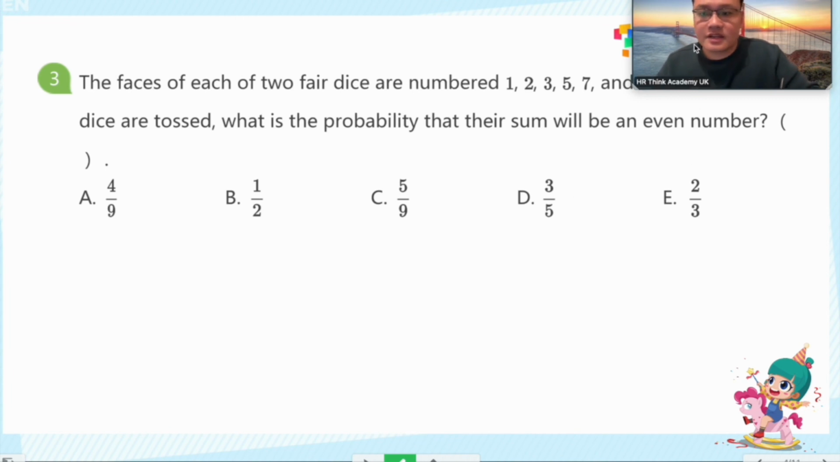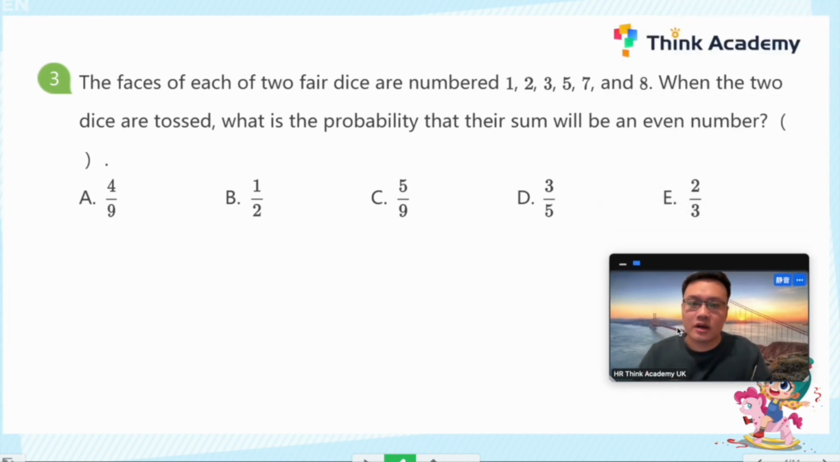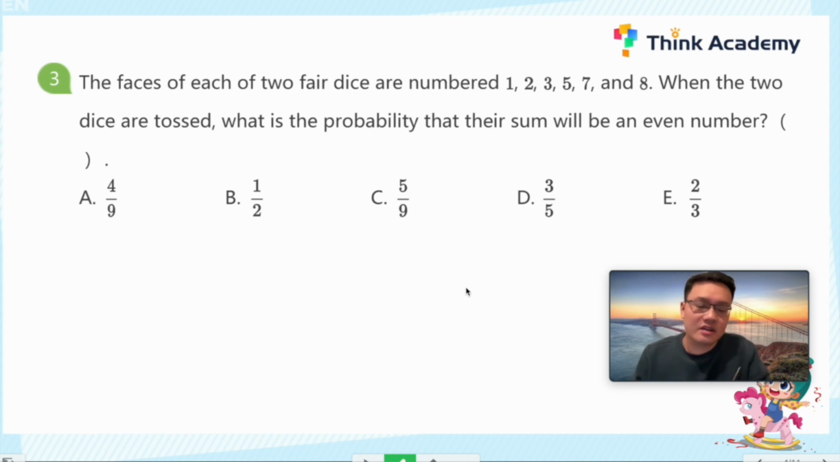The faces of each of 2 dice are numbered 1, 2, 3, 5, 7, 8. When the 2 dice are tossed, what is the probability that the sum is an even number? Okay, so the probability is the desired outcomes divided by the total outcomes.